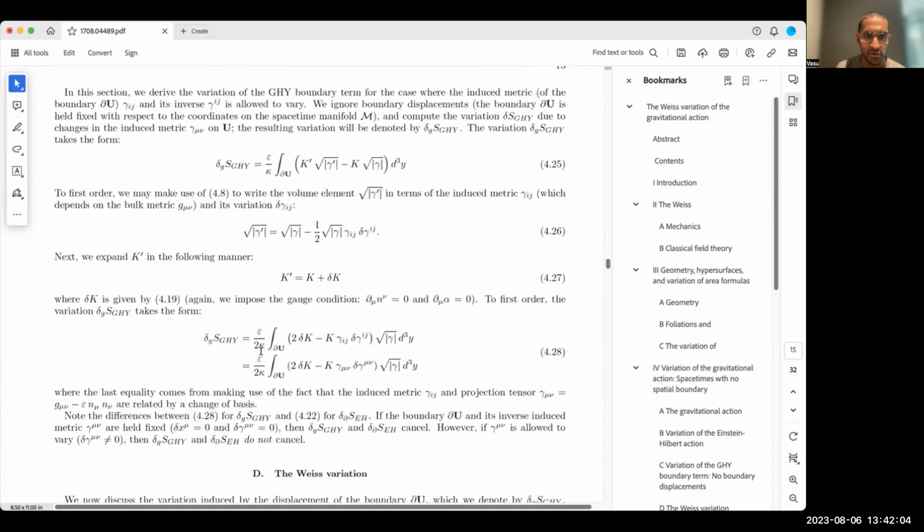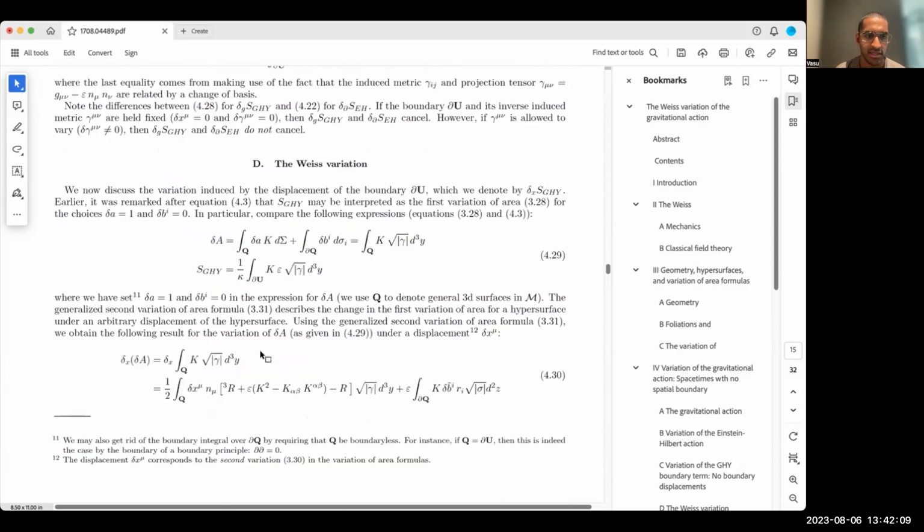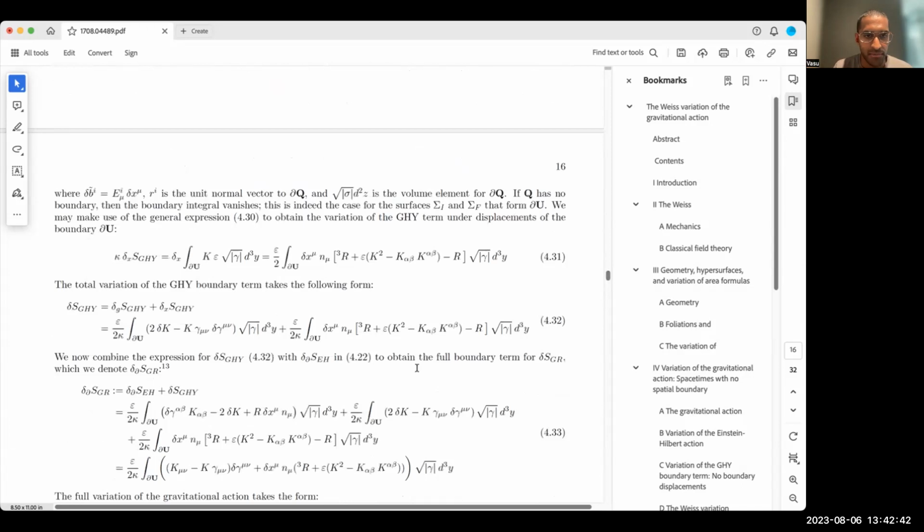And here they go back and use the fact that the Weiss variation of the Gibbons-Hawking term is really like the second variation of this area function. What they find is that it's going to yield the following combination. And this, again, should look familiar. If you've seen anything to do with the gravitational Hamiltonian, this is a familiar expression. I'll just leave it at that. And then they also take into account what happens if you have a corner.